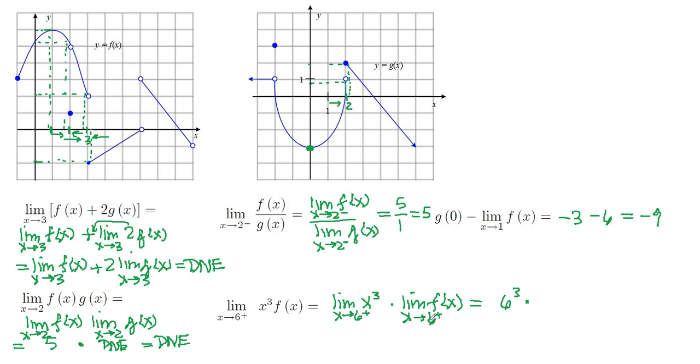And then here, as x approaches 6 from the right, for f of x, so here 2, 4, 6. So here is 6. As you come into 6 from the right, your function values are getting close to, looks like 3. Right here. So this would be 6 cubed times 3. I believe 6 cubed is 216. Yes, and then times 3 is 648.